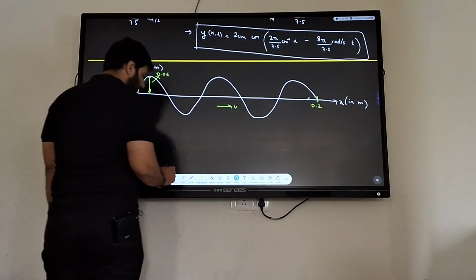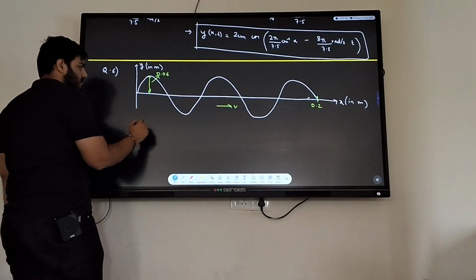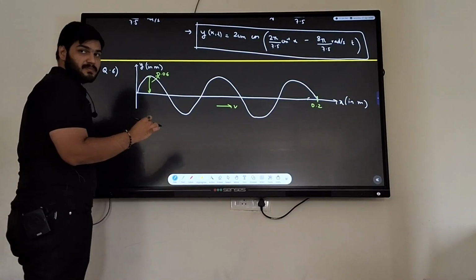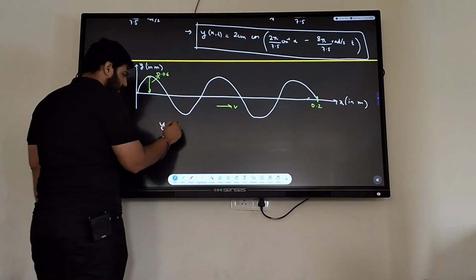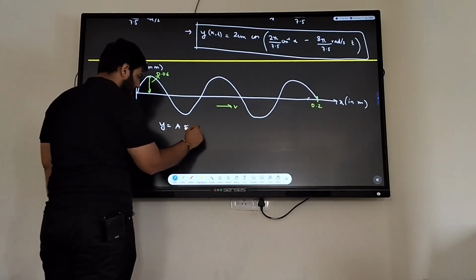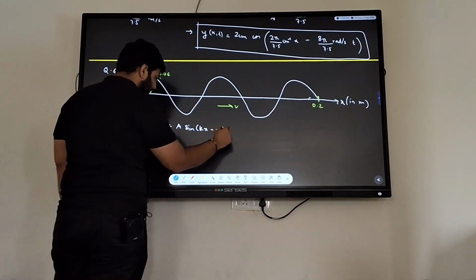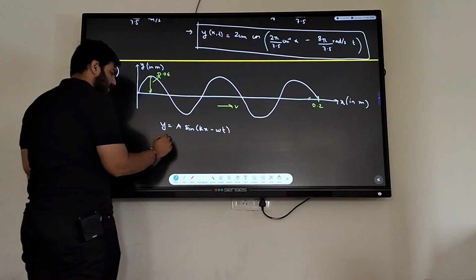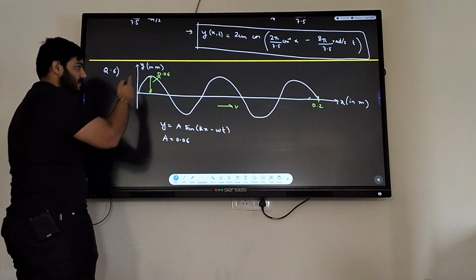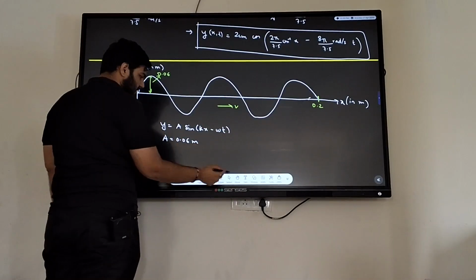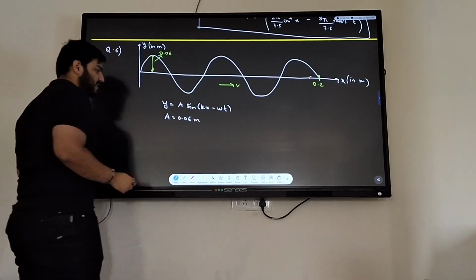It was even simpler than before actually. What should be my wave equation this time? Should I write cos or sine? Be sine: A sine(kx minus omega t). Now what is A? A is already mentioned as 0.06, in meters. It's meter, right? It's given in the units.